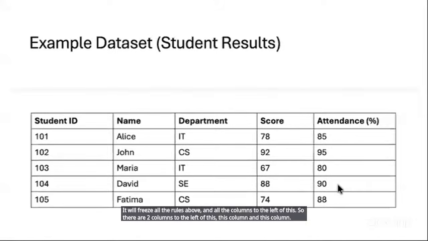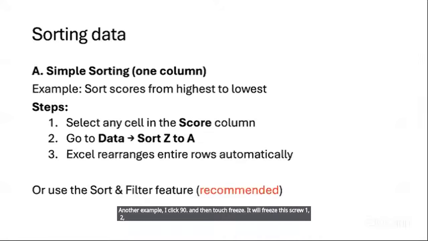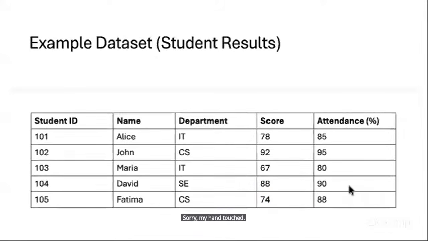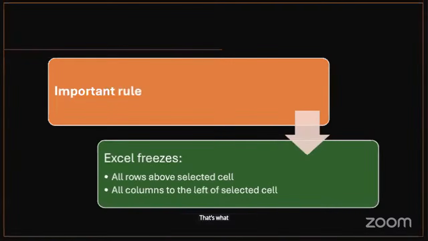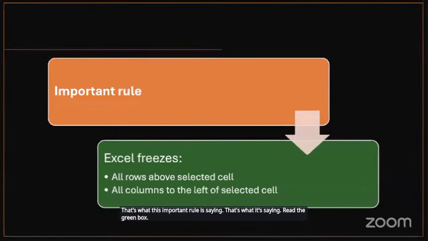Another example, I click 90 and then touch freeze. It will freeze this row 1, 2, 3, 4. Sorry, my hand touched. That's when you touched on 90 before clicking freeze. Those are the rows it will freeze, and it will freeze the following columns: all the columns to its left, 1, 2, 3, 4. That's what this important rule is saying. Read the green box: all rows above the selected cell, all columns to the left of the selected cell. That's what it's saying.